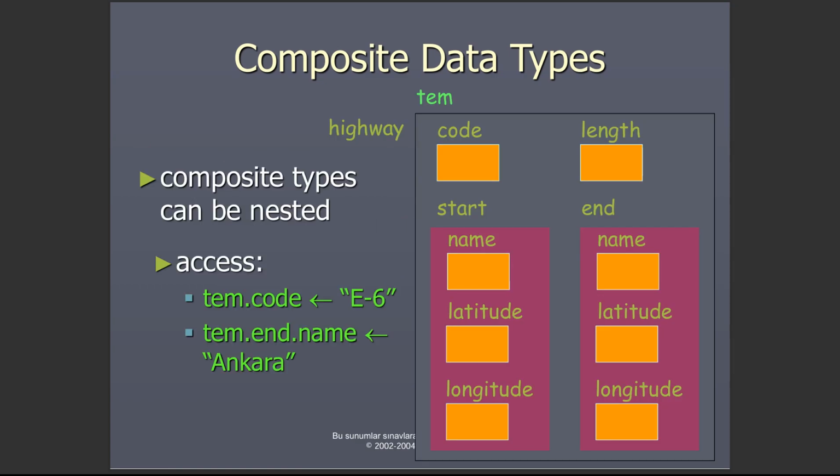And nested composite data types. Composite types can also be nested. For example, a highway can have a city and a code. Each city can also have a name, latitude, and longitude. To access nested data, we write something like this: temp.end and name. It's easy, don't worry. It will be fun. When we finish this lesson, you will say, "Oh, all of them are easy."